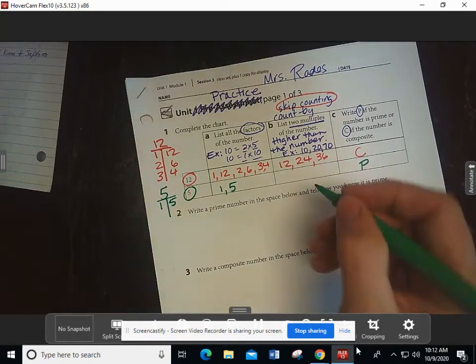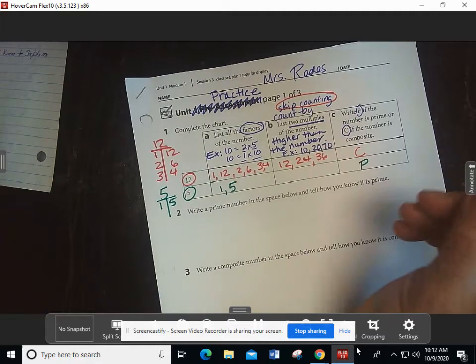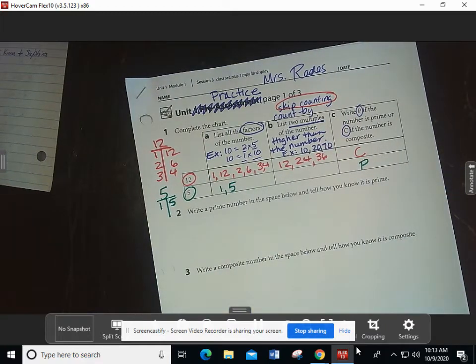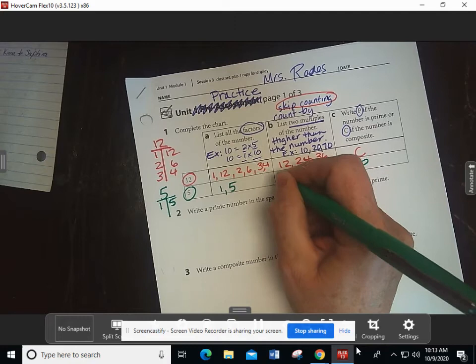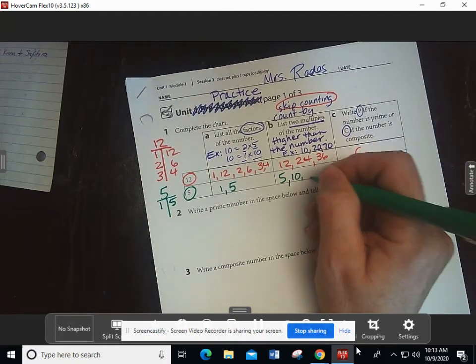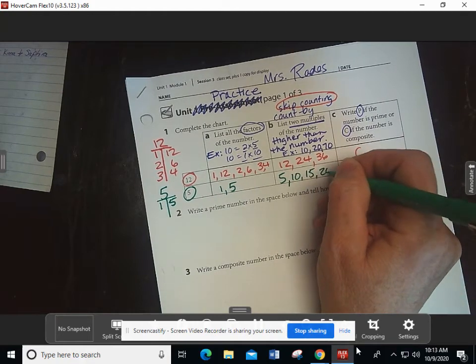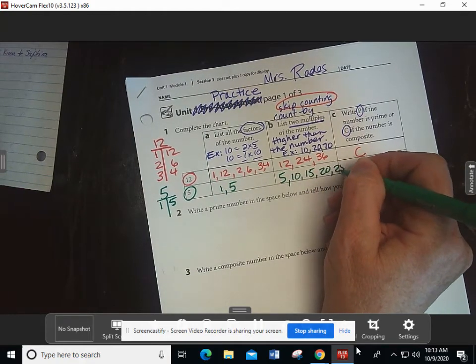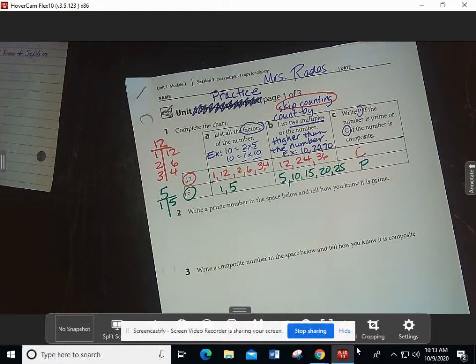Okay, so if it tells us that we are listing multiples, remember multiples means it's skip counting. Our first one is 5. What's our next number, everybody? 10. What can come after that? 15. What can come after that? 20. What can come after that? 25. Okay. Multiples mean that you are skip counting or you're counting by things. You did that last year in class.